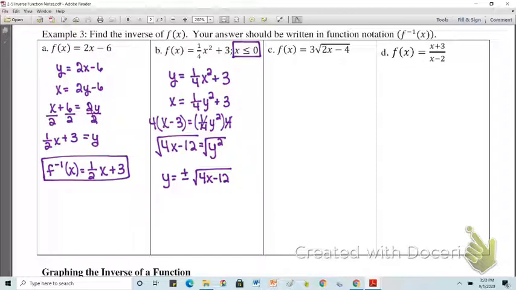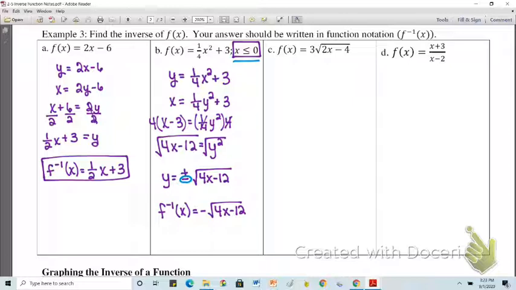So this is where our quantifier comes into play. So if I look back, it says x is less than or equal to 0. Well, less than or equal to 0 is going to be my negative. So I'm going to rewrite y as f to the negative 1 of x. And it's only going to be the negative answer. Okay, on to C.